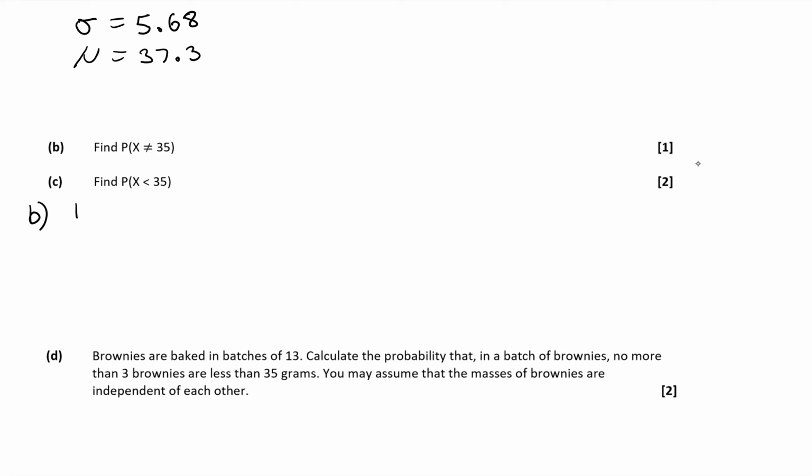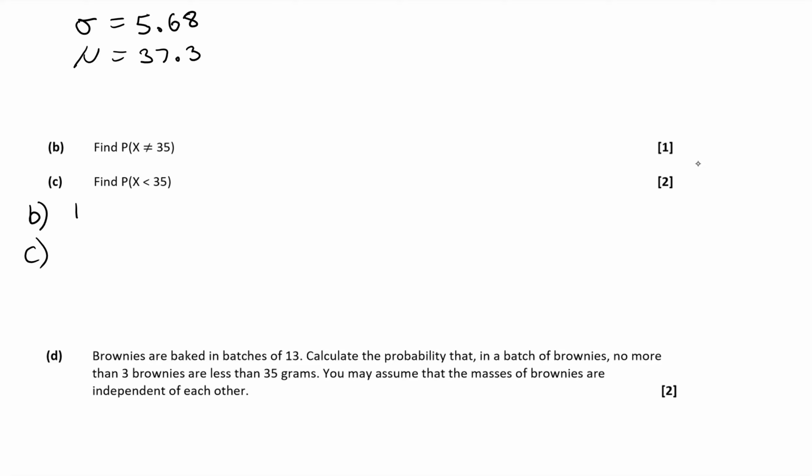Okay, so this basically means, if you flip this on its head and think about the probability that x equals 35, that means you find the probability you find a brownie that is exactly 35.00000 grams. Okay, you could also think about it, if you do it normal CD, you could do it ranging between 34.99999 and 35.000001, and your calculator should give you 0 there.